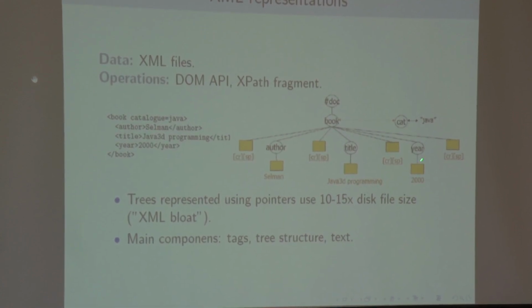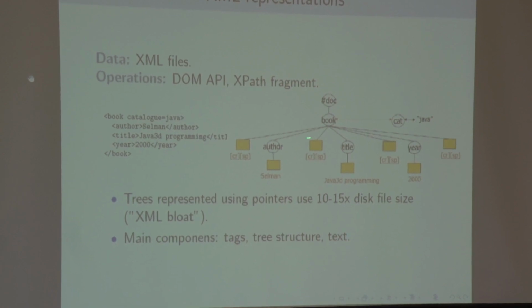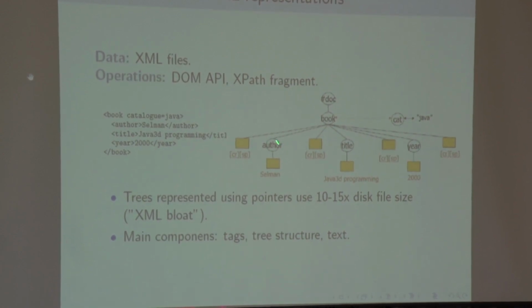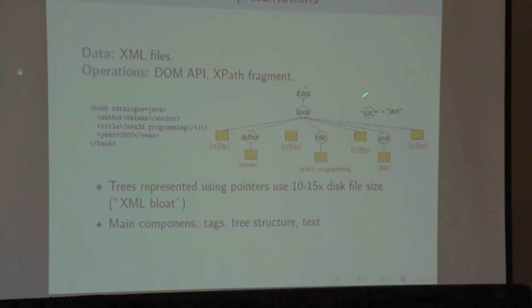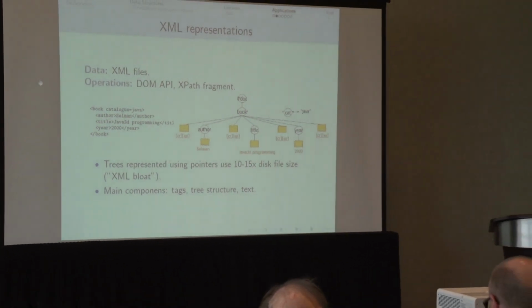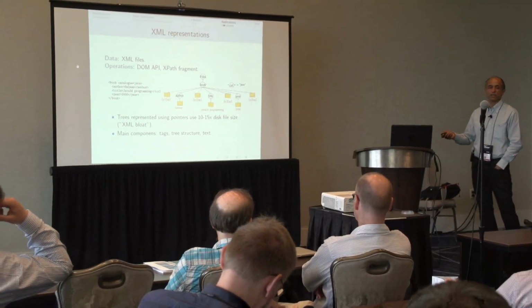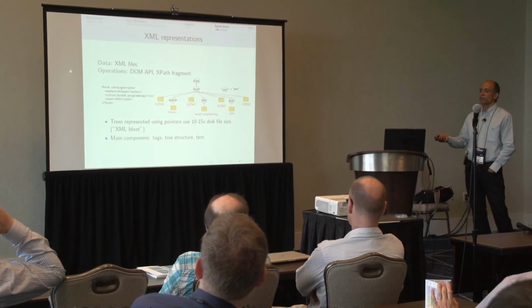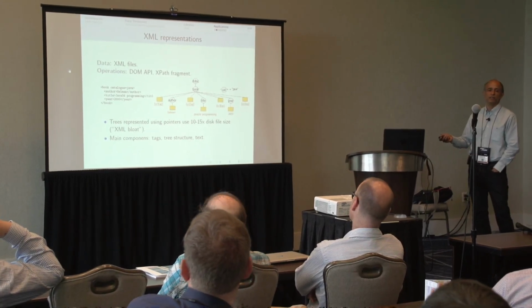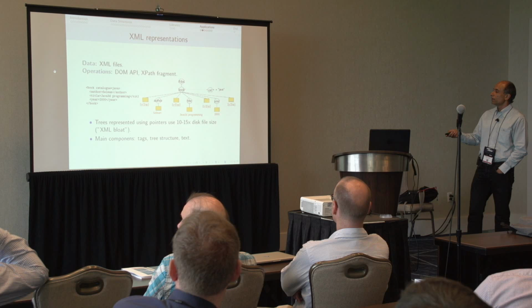What does an XML document look like? Well, it basically looks like this. It's a tree, and there's some textual data, and the nodes have tags, so they have labels, and you've got the tree structure. So you've got attributes, but let's not worry about attributes for now. So what can we do with this? The problem is that if you take a look at an implementation like Xerces, then if you have a disk file size of 1 gig, then your DOM tree is 15 gig, and that's not very nice. That's called XML bloat. So how do you do this?